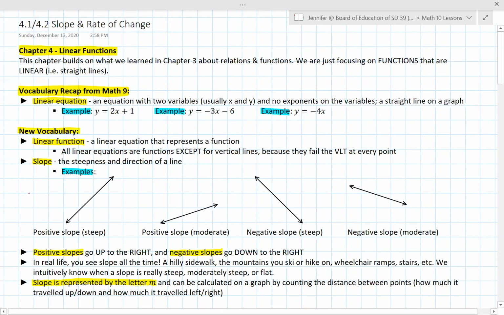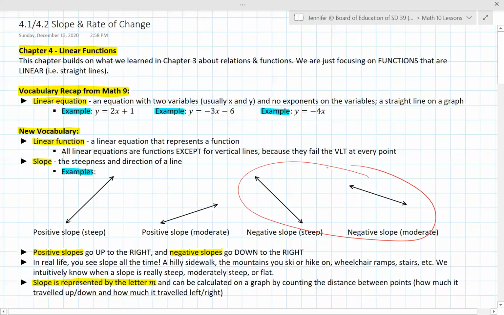A very important new vocabulary word is slope. We're going to use this a ton in chapter 4, 5, and 6. Slope represents the steepness and the direction of a line. So some examples here, this would represent a positive slope because it's going up to the right, and this is a fairly steep slope. Whereas this here is still a positive slope because it's going up to the right, but it's not as steep as the other line, so that would be like a moderate size slope.